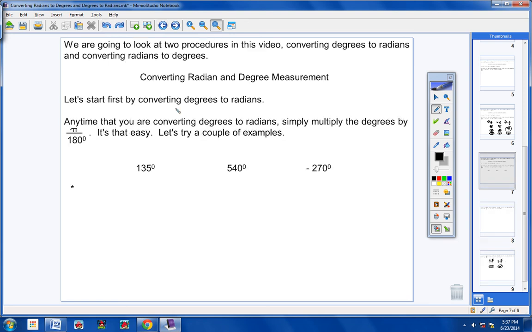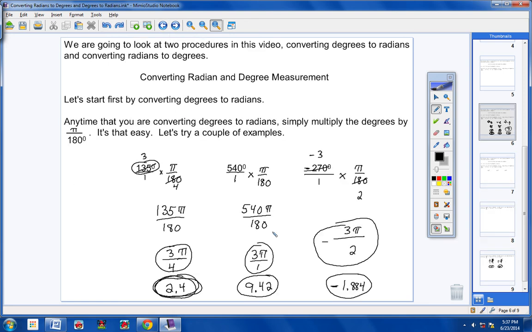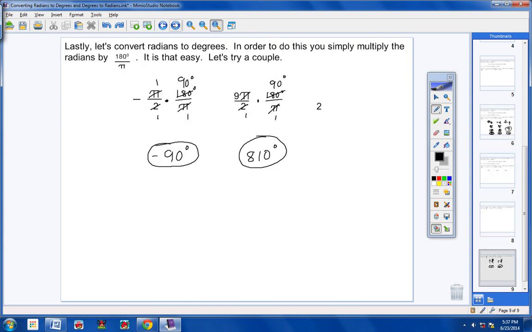Okay, let's go back here and look at our decimals right here, okay? Remember, you could write 135 degrees as radians with pi, or you could write 135 degrees as radians without pi, just as a decimal, okay? So that's definitely possible to do, okay?